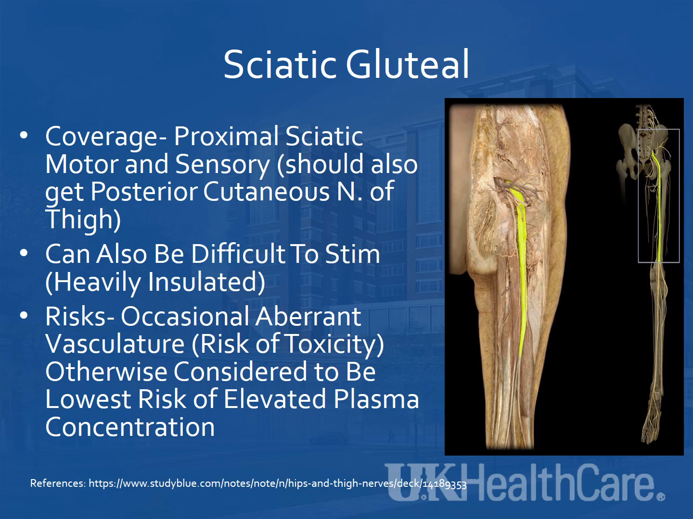I had one transgluteal sciatic once upon a time when I was in training that had a toxicity event, probably because there was some vascular structure in there that we didn't discretely see with ultrasound. But overall, we generally consider this to be the lowest risk of plasma concentration because it's embedded in muscle tissue and doesn't have a particularly high uptake. There are no major vascular structures around. So on the whole spectrum of things, this should be the lowest plasma concentration when we deliver these blocks.